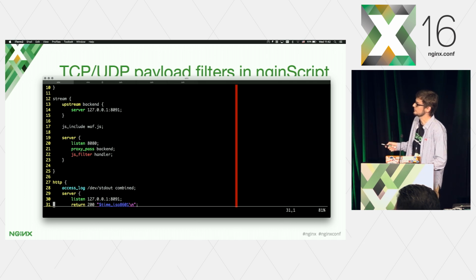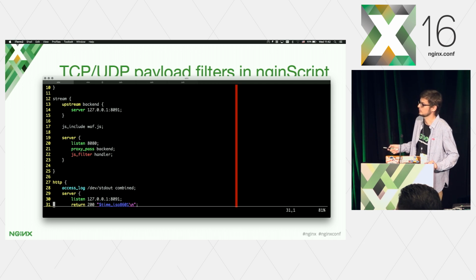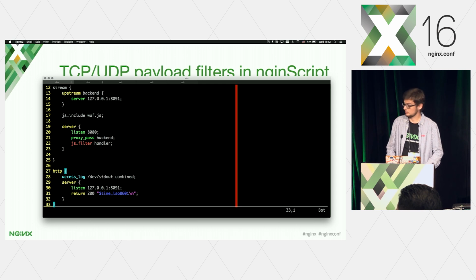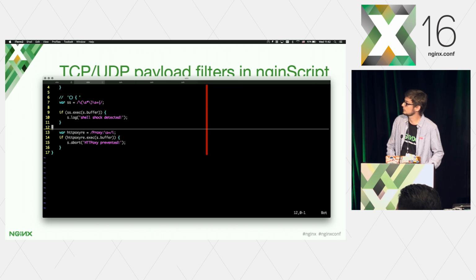And I'm using the js_filter directive to define the function that will operate on the provided buffer from the stream module. The buffer is the payload that actually goes there. And I've defined a simple backend, which you might call a microservice, which returns the local time in the connection, as you can see.